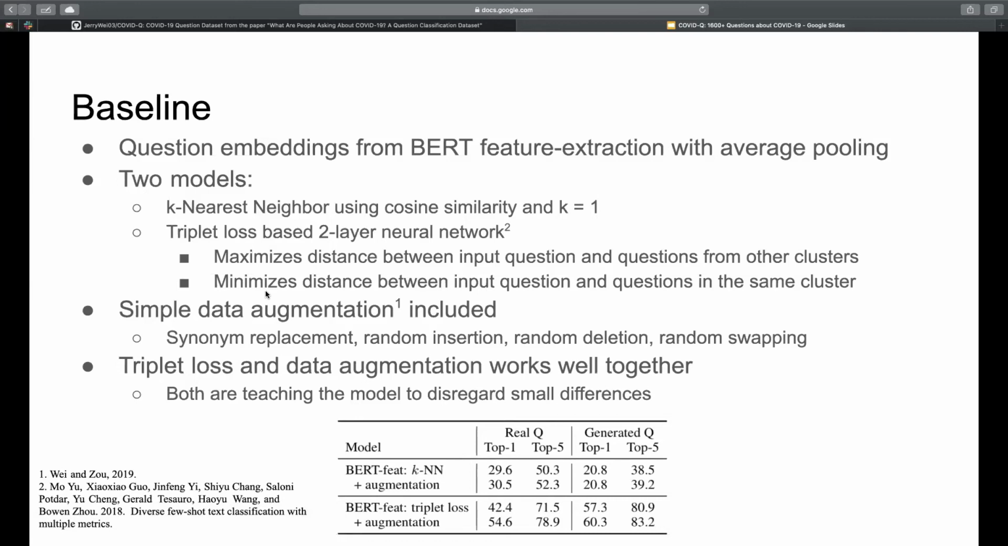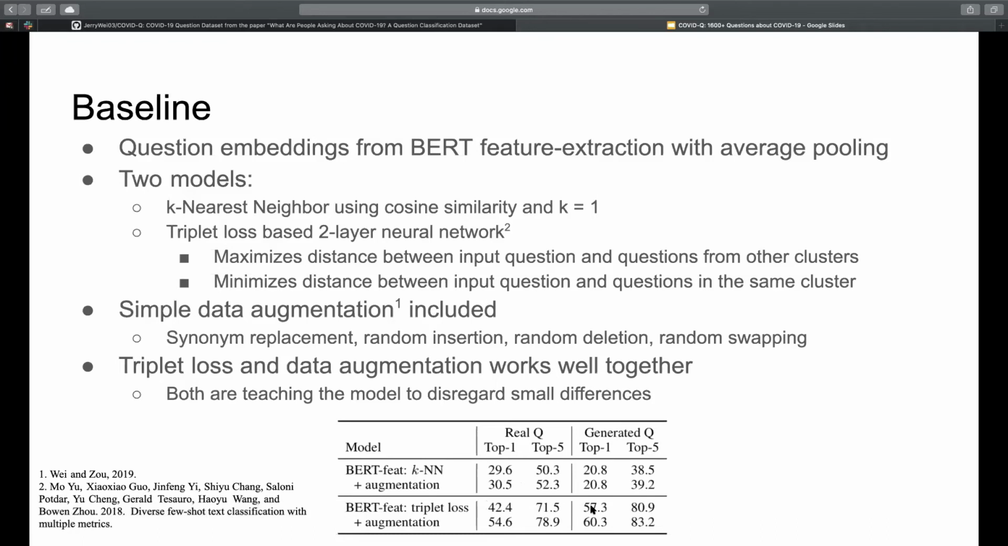And when we test our models, we find that the k-nearest neighbor performs at about 30% accuracy on real questions and 21% accuracy on author-generated questions. Again, augmentation does not yield much improvement for this k-nearest neighbor model. However, we find that for triplet loss, the performance is 42% for real questions and 57% for generated questions. But this jumps to 54% on real questions and 60% on author-generated questions with data augmentation. And that's going to be a 12% and 3% improvement, respectively.